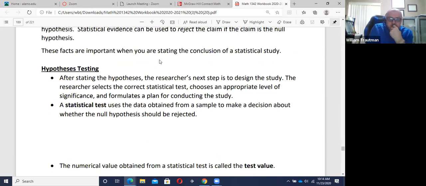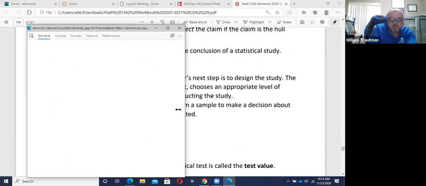After studying the hypothesis, the researcher's next step is to design a study. I'm not too worried about this. All this stuff you can actually read through.